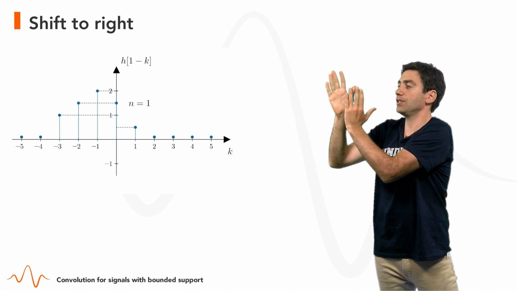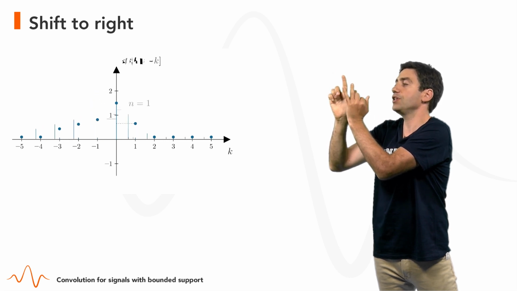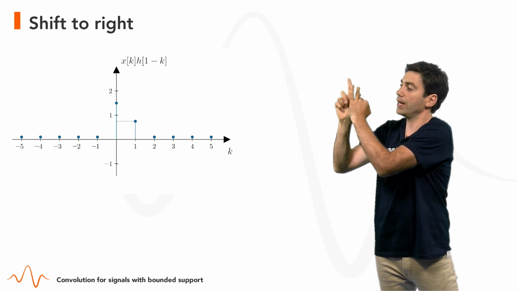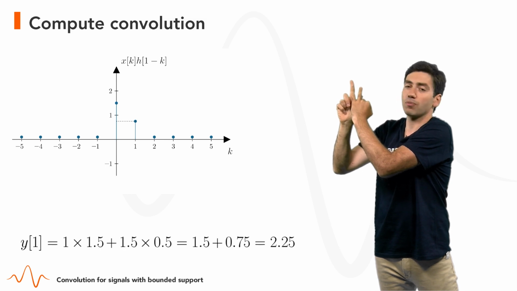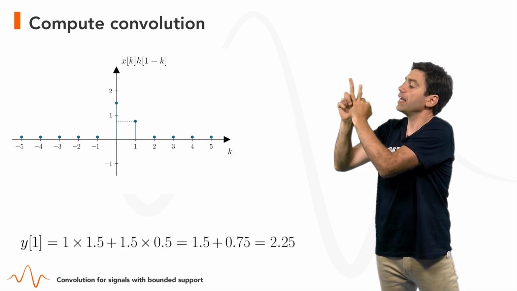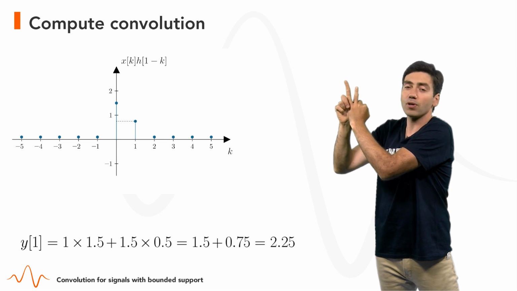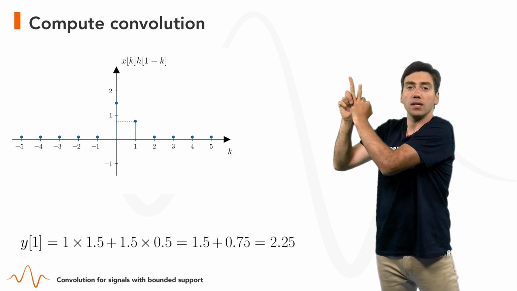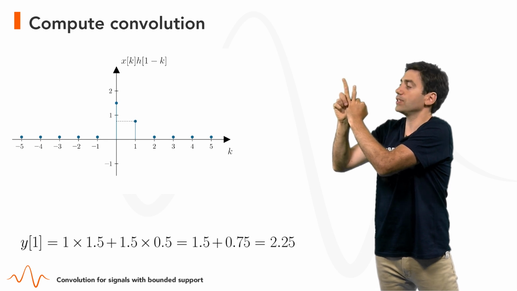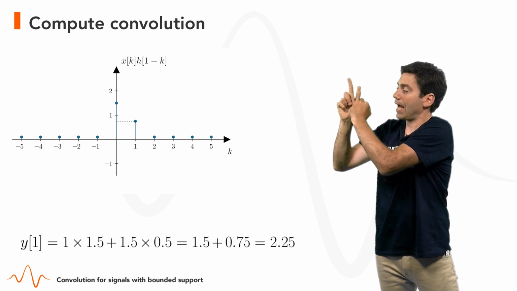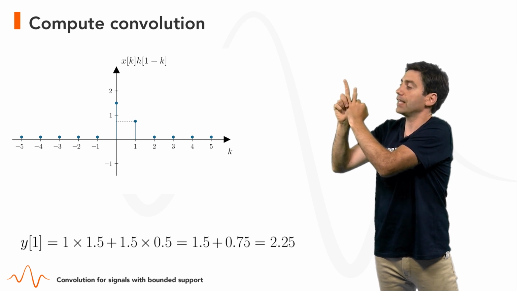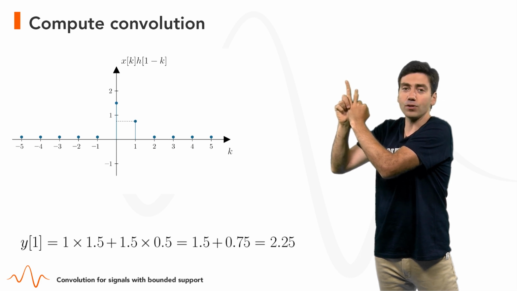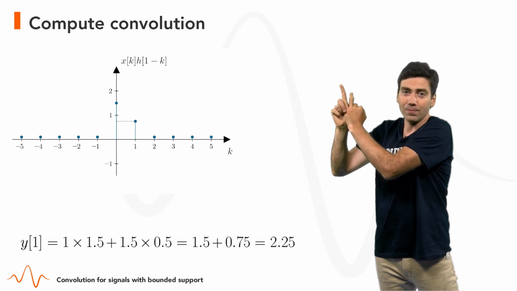Now if we multiply these two signals, we see that they are 0 everywhere except when k equals 0, in which case it is 1 times 1.5, so 1.5, and when k equals 1, in which case it's 1.5 times 0.5, so 0.75. So if now I add from k equals 0 until n these two values, I get 0.75 and 1.5, which amounts to 2.25. And that's the value of y1.